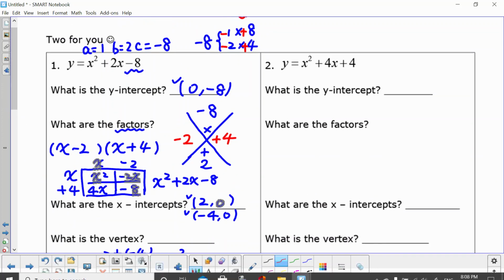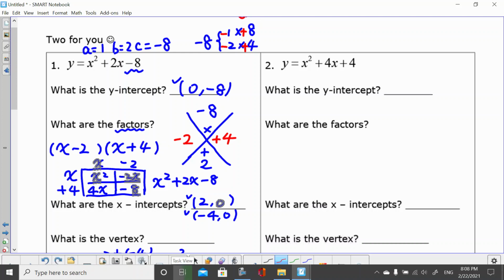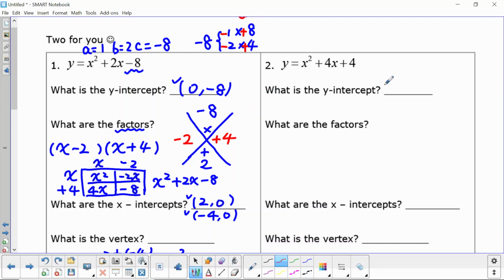Okay, so now the 10 minutes are over, so we are going to take it up. The y-intercept is the C value. It will be 0, 4. Then the factors will be the x-intercept. A is 1, B is 4.